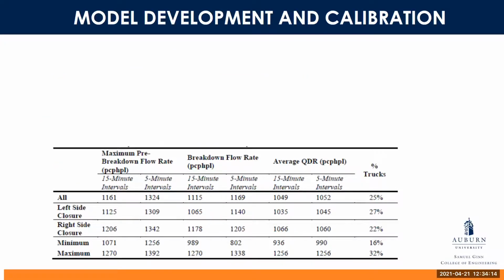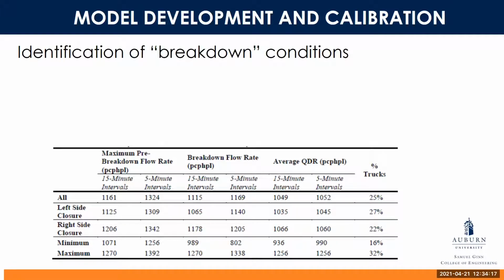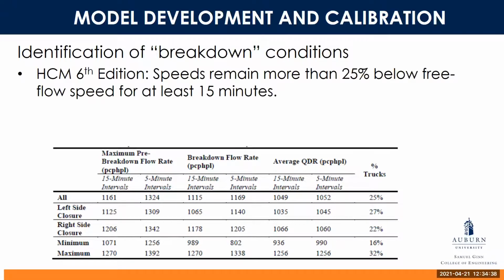Next, let's take a look at how we developed and calibrated our model. So it was important to identify breakdown conditions in terms of when the operating lane closure reached capacity. Now, ultimately, based on the data from the traffic sensor, some sort of algorithm or decision rule set needs to be applied to declare that a breakdown actually existed. And the 6th edition of the Highway Capacity Manual, published about 5 years ago, provides this suggestion: when average speeds remain more than 25% below free flow speed for at least a 15-minute interval.